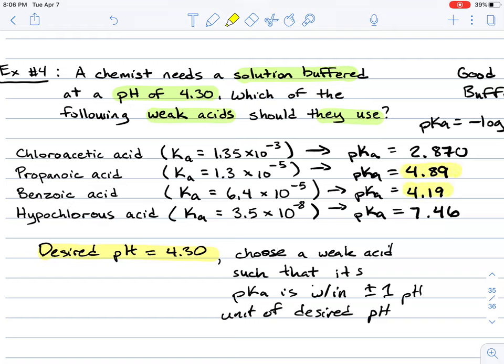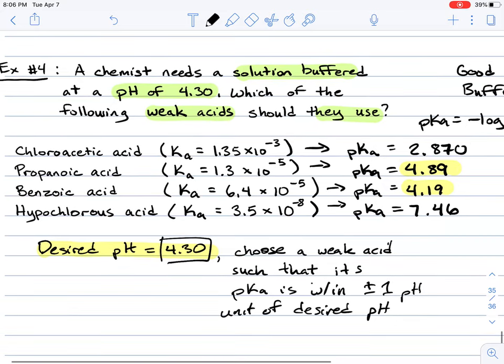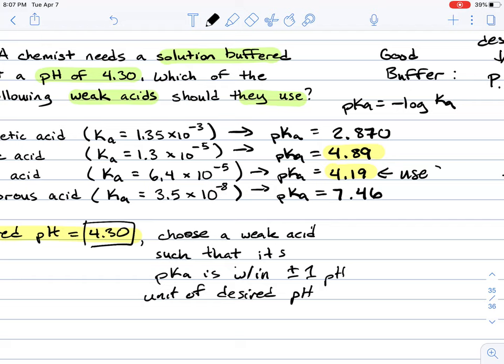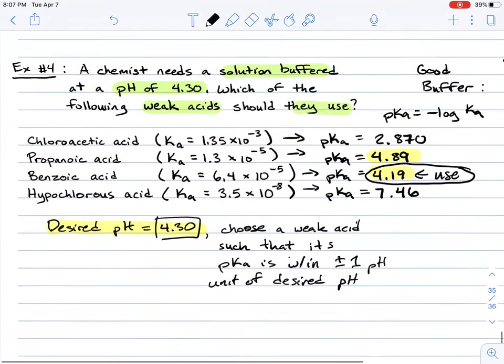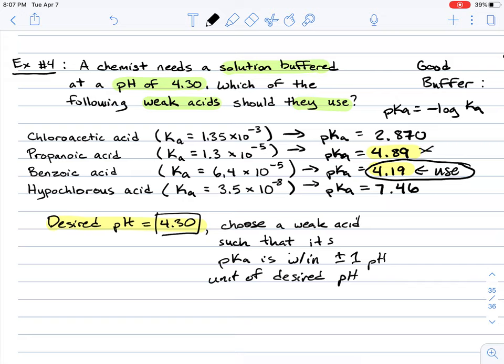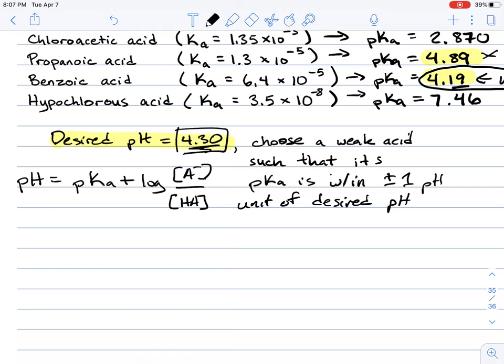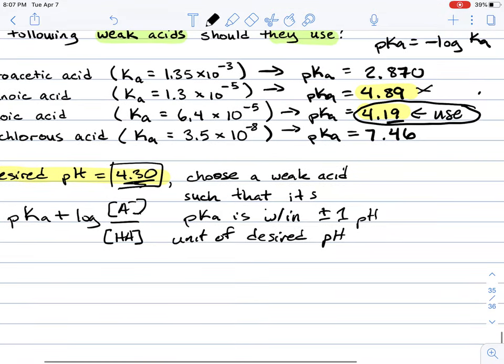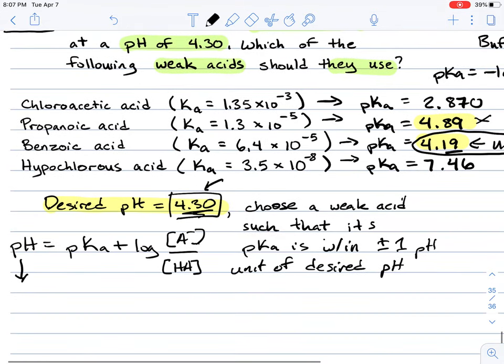So if we look at these two values, 4.89 for propanoic acid and benzoic acid is going to be 4.19. The desired pH is going to be 4.30. So it probably makes sense for us to use 4.19, and not 4.89, just because 4.19 is closer to 4.30. And so if my pH is equal to pKa plus the log of the conjugate base over the conjugate acid, or the weak acid, basically, I've already solved for the problem. I already determined that we're going to be using benzoic acid because that's closest to the desired pH.